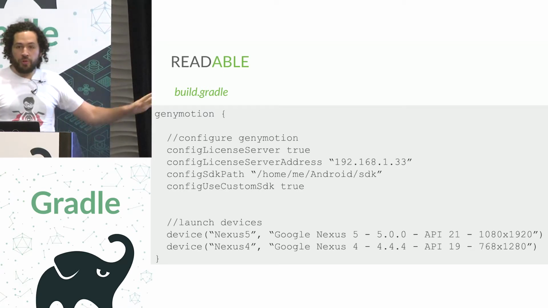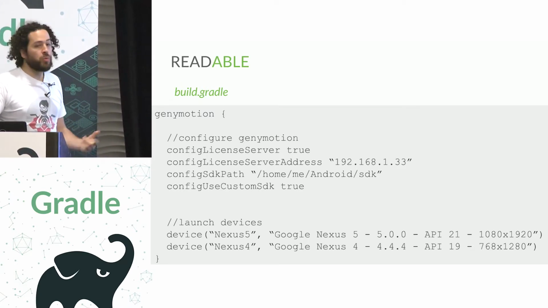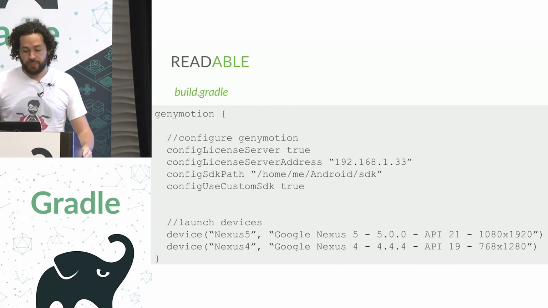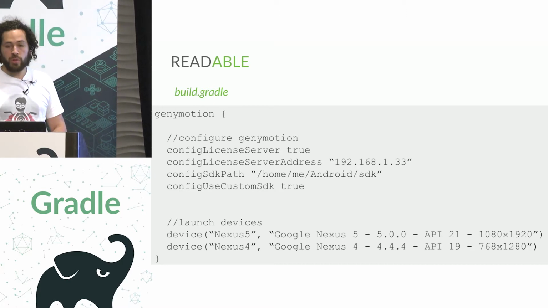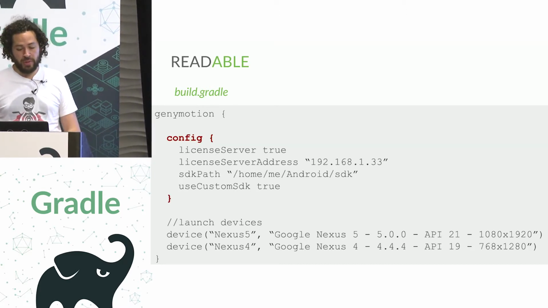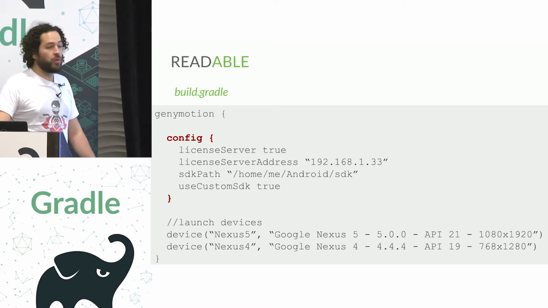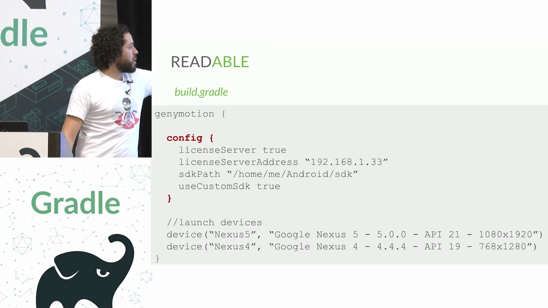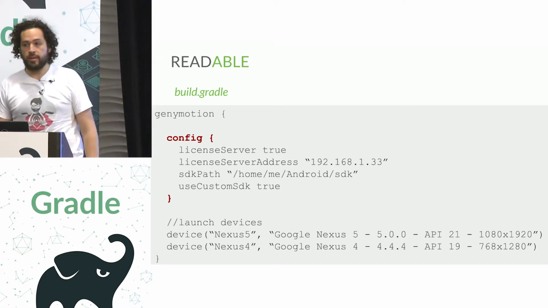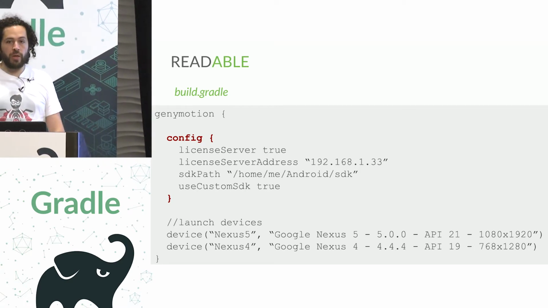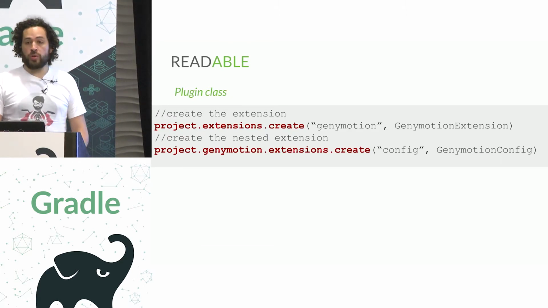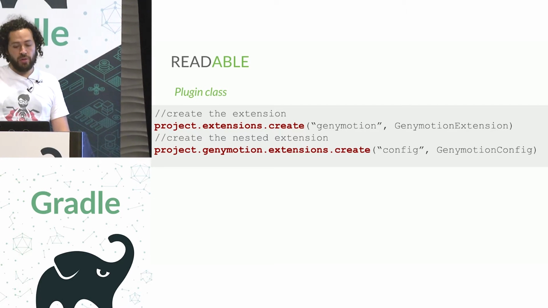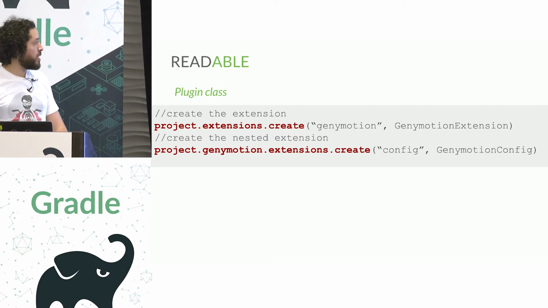Okay? So the first thing we wanted to do to make it clear is that when you want to configure Genymotion, you will have a block dedicated to this. So we transform the draft from this to this. You have a config, and then you have several properties that you can set, which is really easier to read. So what you can do for that is nest an extension into another extension. And this can be done very easily.